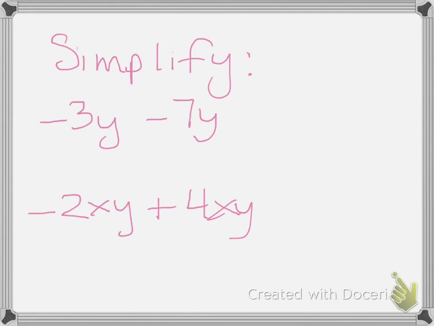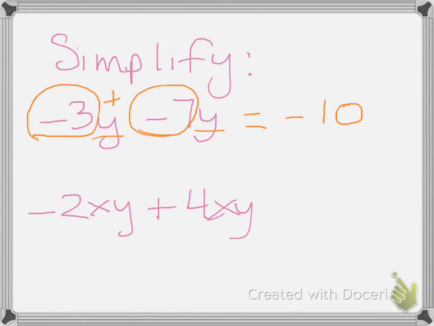All right, so I'm going to add my like terms together. So if I look, both terms have y, and so I'm going to combine their coefficients. And remember, that's adding the numbers in front. And since they're both negative, remember our sign always goes with it, I'm going to add and keep the same sign. So negative 3 plus negative 7 would be negative 10. And so I now have negative 10y. And that's it. Since they were both y's, we could add them together.